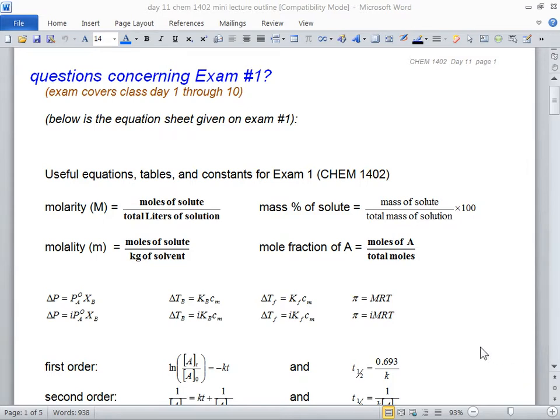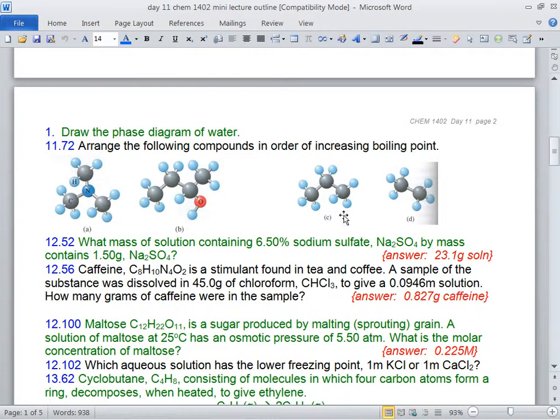Okay, so the exam, there's some questions that are really quick and easy to answer in this review. For example, let me give you one. Look at this: arrange in order of increasing boiling point.